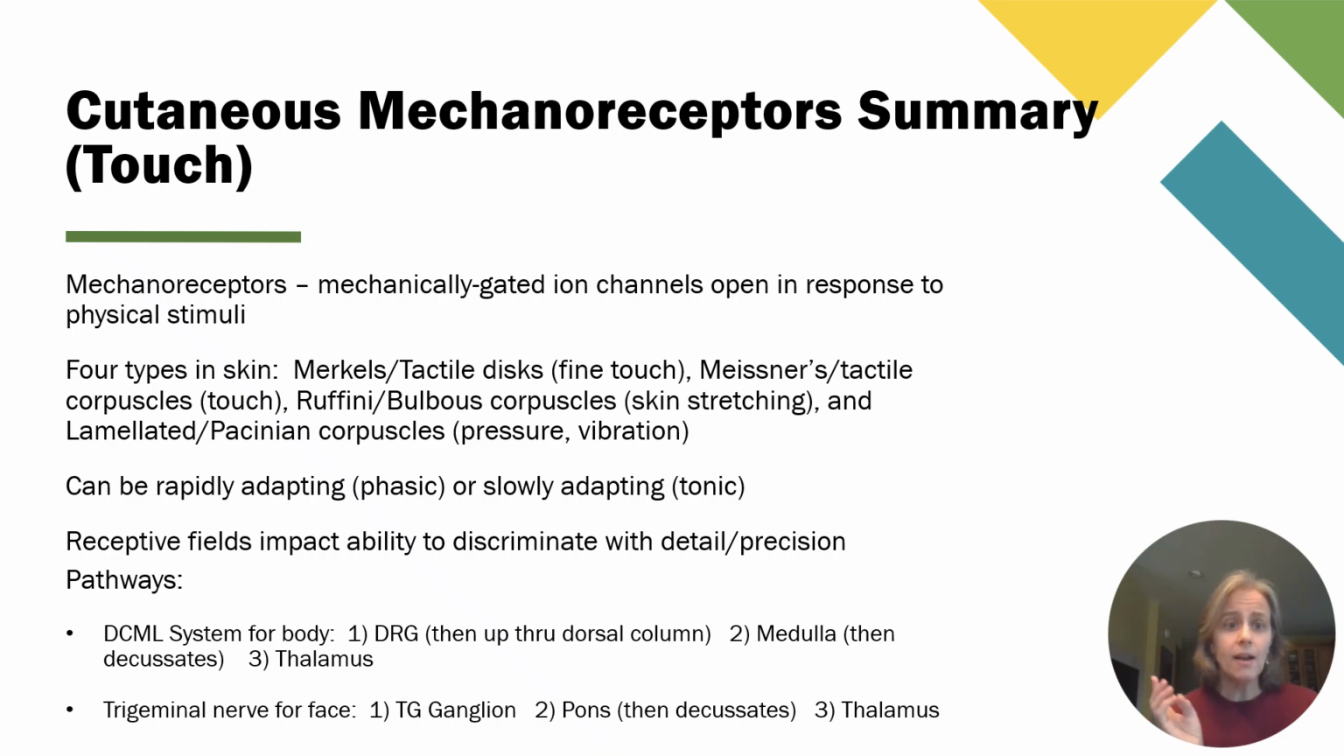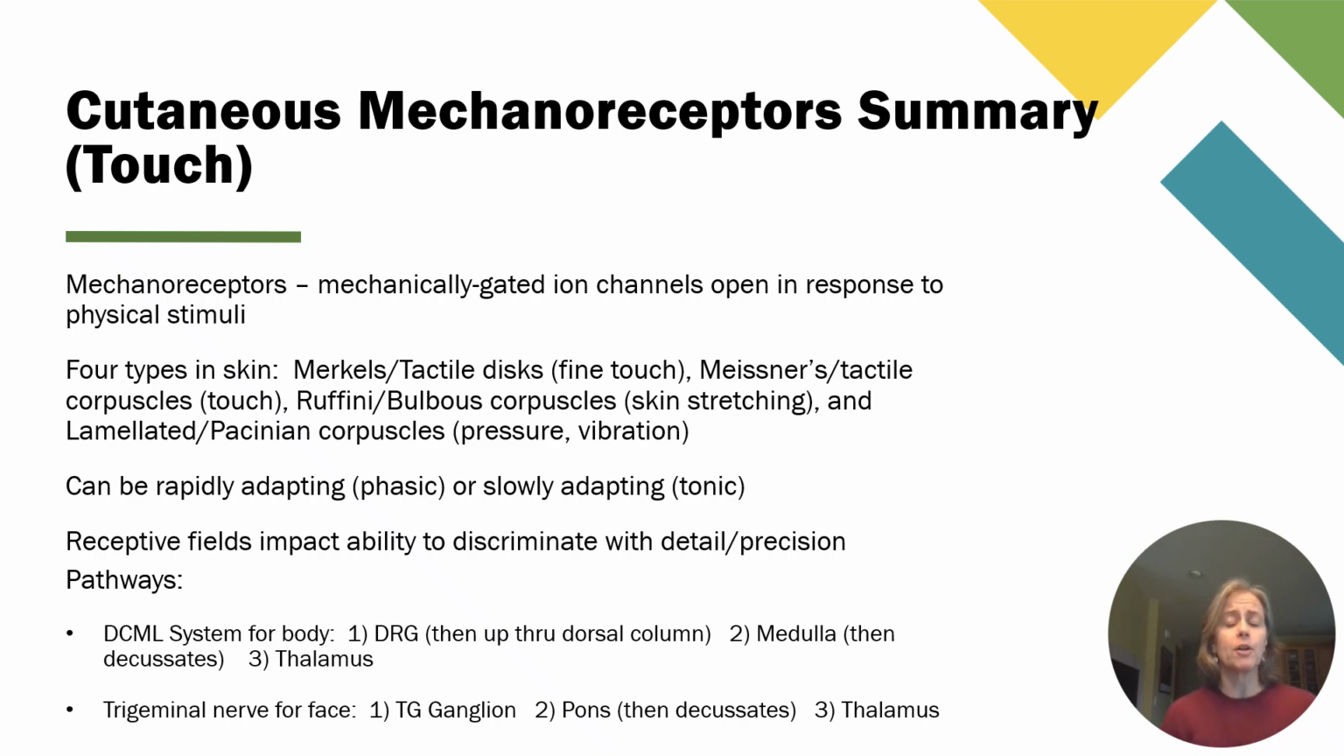So in summary, our mechanoreceptors are mechanically gated ion channels. This keeps coming up. Do you think it will be on the midterm? I think so, right? And so they open in response to physical stimuli. We have 4 types that we find in the skin. The Merkels are tactile discs, which are for that very fine, detailed touch information. Meissners are tactile corpuscles, which also tell us about light touch. Ruffini or bulbous corpuscles, which tell us about stretching of the skin, and the lamellated or Pacinian corpuscles, which tell us about pressure and vibration.